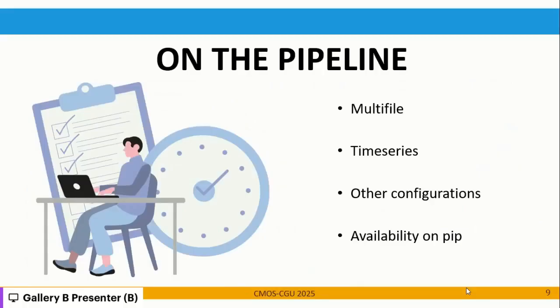And another really important item is availability on pip. If you have used Python, you know that you can install a package by running a simple line of code. This is not yet the case. For Analyze, you need to go to GitHub, clone it, and then install it by yourself.